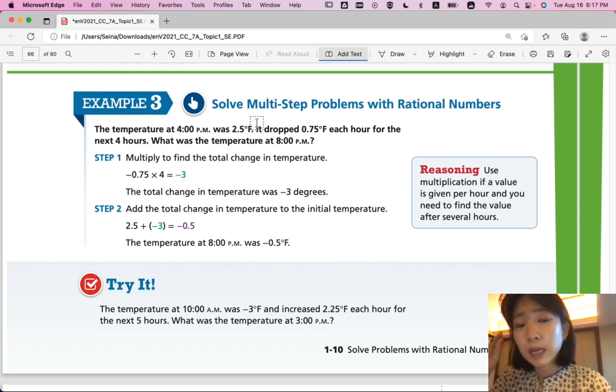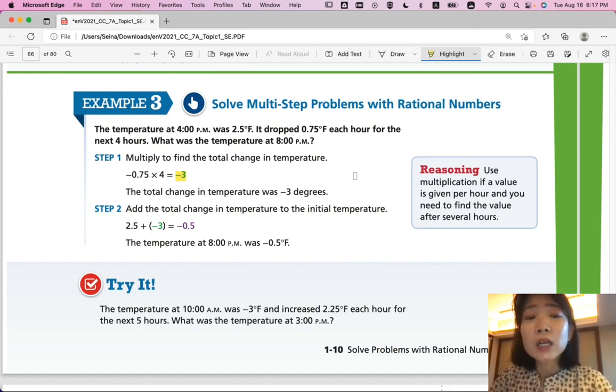2.5 is the beginning, but first you're going to multiply 0.75 by 4 to get how many degrees Fahrenheit the temperature dropped over the next 4 hours. So -0.75 times 4 is going to be -3. So the total change is negative 3. From 2.5, you subtract 3 to get negative 0.5. So the temperature at 8 p.m. was negative 0.5 degrees Fahrenheit.